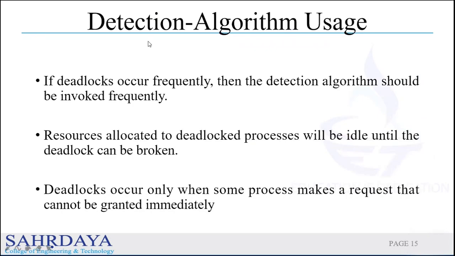Now we are discussing the detection algorithm usage. If deadlocks occur frequently, then the detection algorithm should be invoked frequently. Resources allocated to deadlocked processes will be idle until the deadlock can be broken. Deadlocks occur only when some process makes a request that cannot be granted immediately.